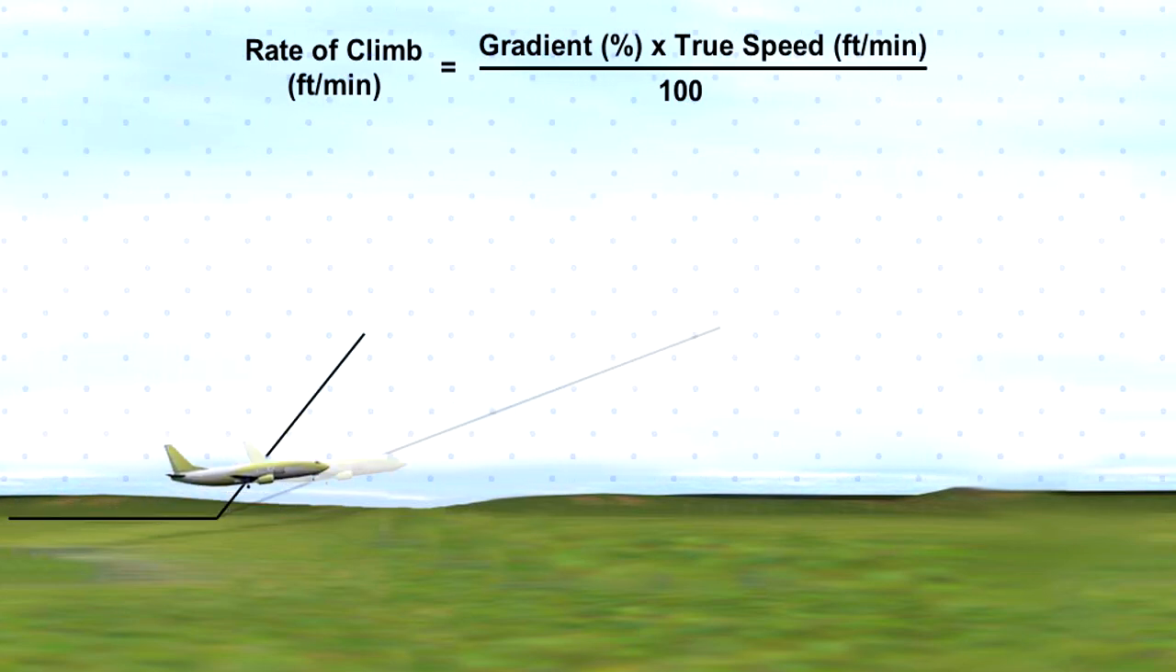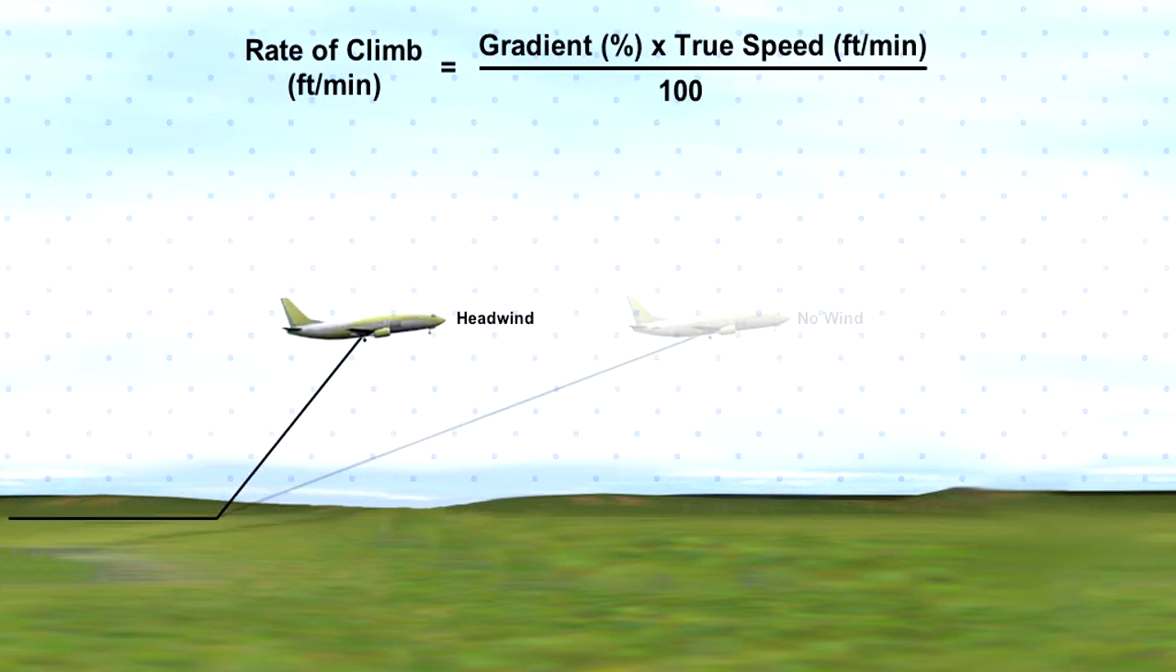To demonstrate the effect of wind, let's return to the original concept of the rate of climb. You'll recall that it was stated that the rate of climb is a function of the gradient and the forward speed. The formula on screen demonstrates this. In the case of a headwind, the gradient increases as shown, but the forward speed is decreased. Looking at the formula, one variable has gone up, the other variable has gone down. The net result on the rate of climb is that it remains unchanged.